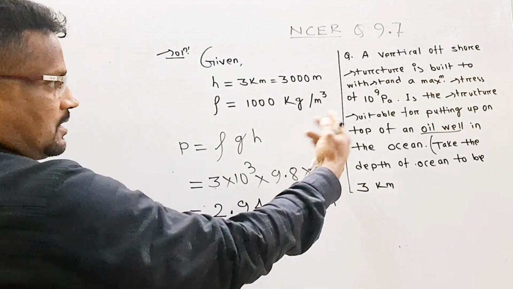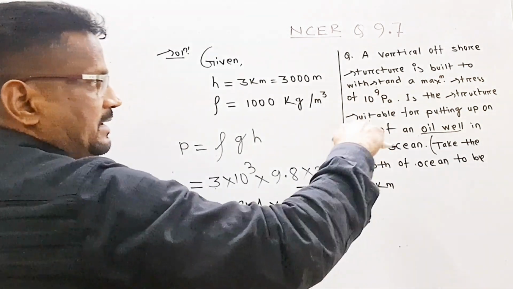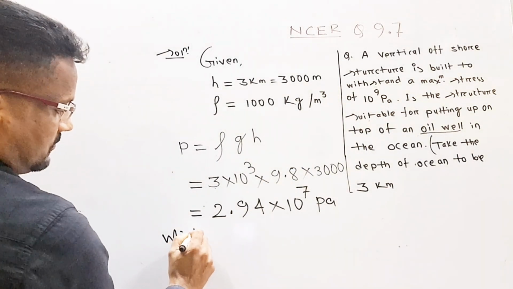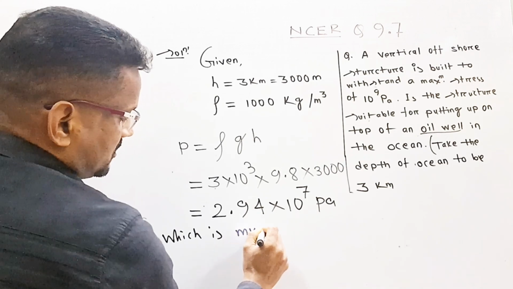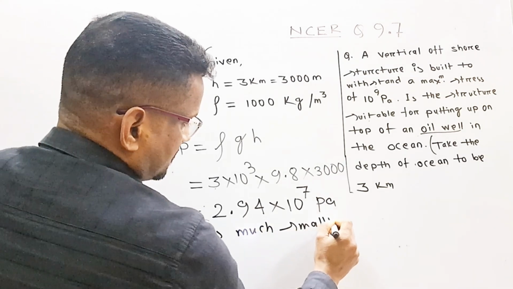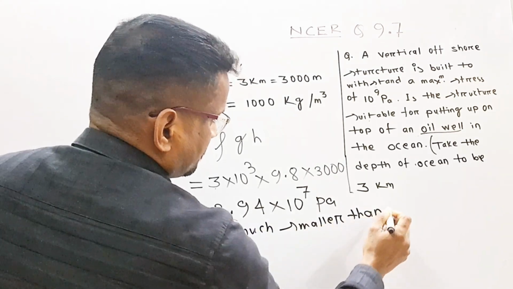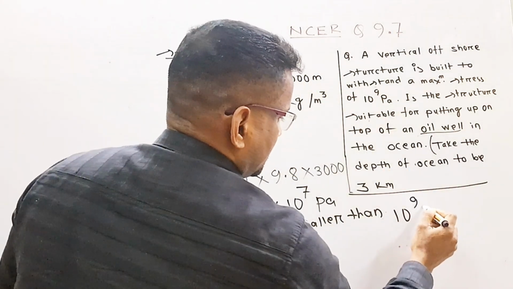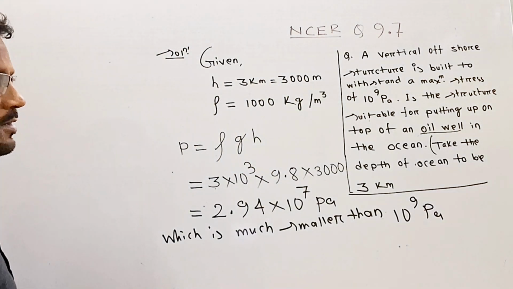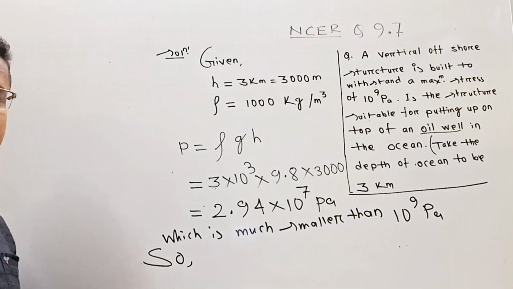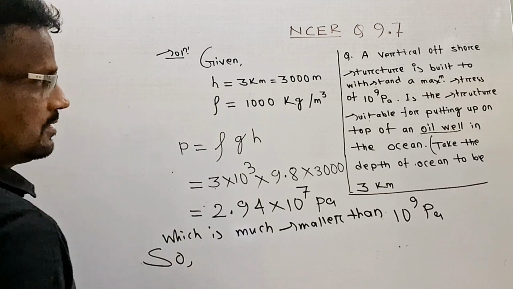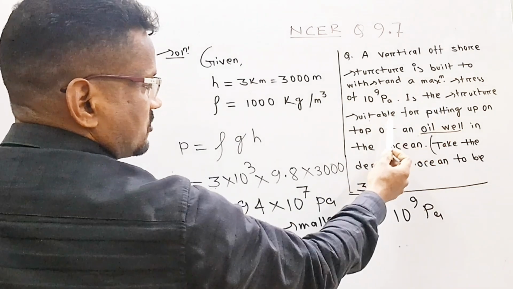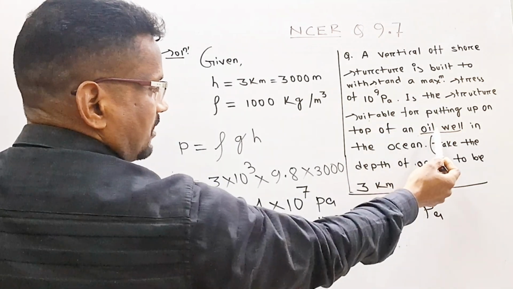Now see, the maximum stress that the offshore structure can take is 10 to the power 9 Pascal, which is much larger than the pressure at depth. So what is your conclusion? The structure can withstand it. So what is the question? Is the structure suitable for putting up on the top of an oil well?